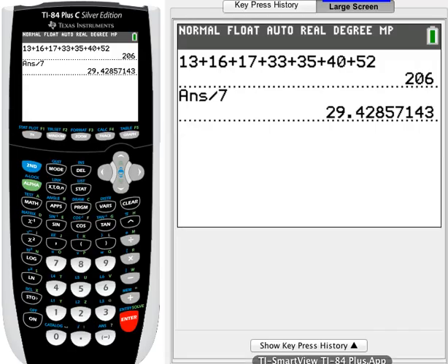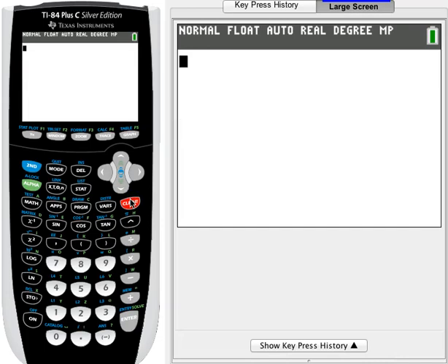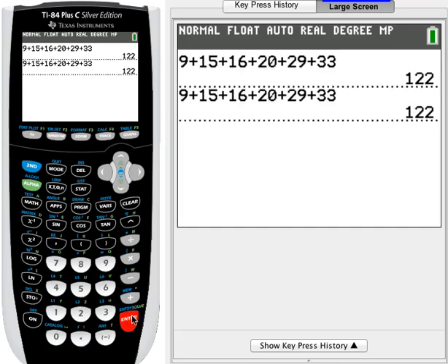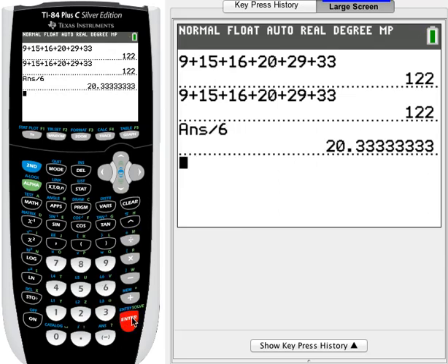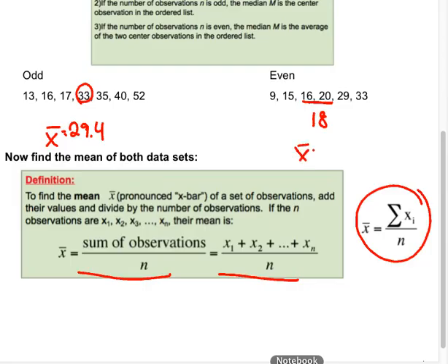And what about my other one? Again, to find the mean, simply add them up. So 9 plus 15 plus 16 plus 20 plus 29 plus 33. They add up to 122, and then there's 6 points. So I'm going to divide by 6 to get about 20.3. To be precise, 20.3 repeating.